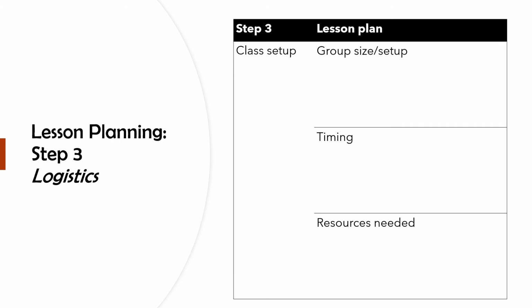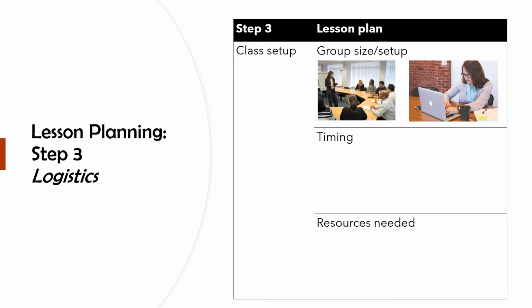Step 3 of your lesson plan is to describe the logistics. What is the setup that you'll have, and what will you need? How many people do you expect? Are you creating online or face-to-face training? If face-to-face, what is the best table setup? In small groups, in round tables, or some other setup? And what are you likely to have?